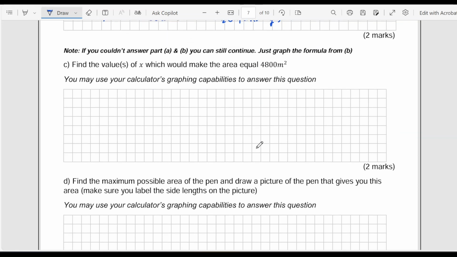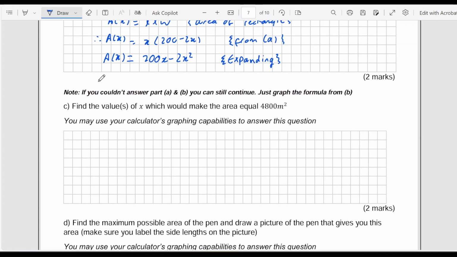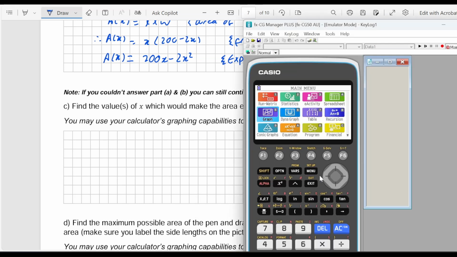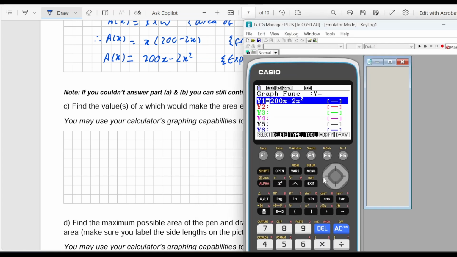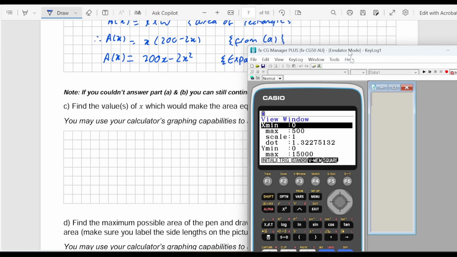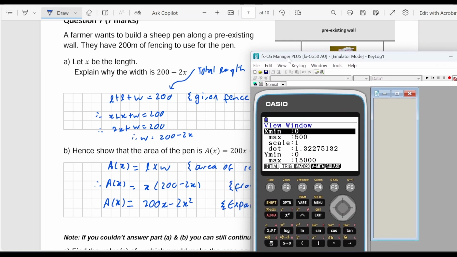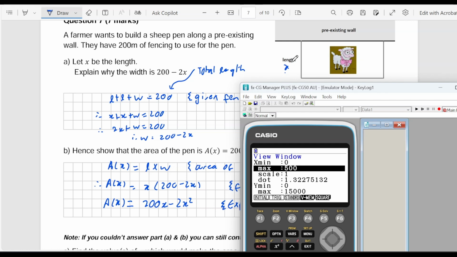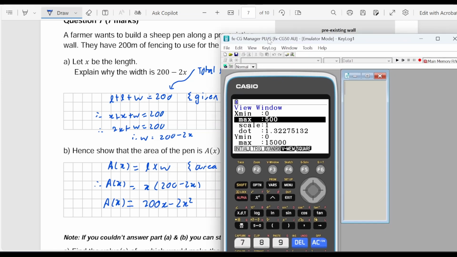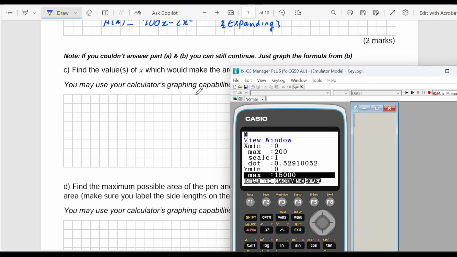Next bits, we're just going to be graphing it on the calculator. So if you couldn't answer part A and B, you can still continue. That's really important to note here. So I'm just going to go into graphing mode there, type out the equation that we've got, hit draw. Looks kind of terrible with the window, so let's see if we can figure out what this window should be. We've got 200 meters of fence, and the x value is essentially the length. Now, technically the biggest x could be is 100. Now let's suppose you didn't spot that, 200 will do, because the window doesn't have to be super precise.